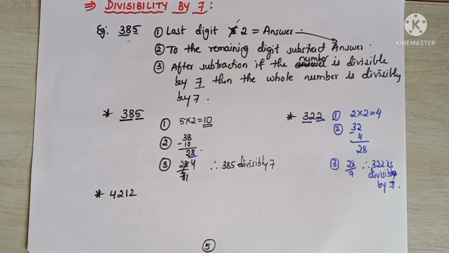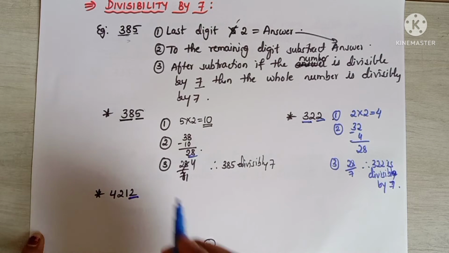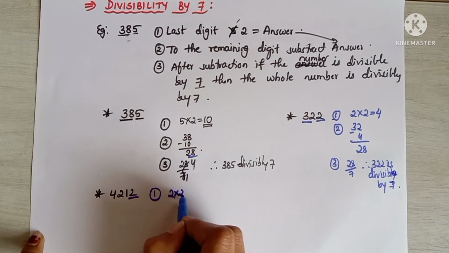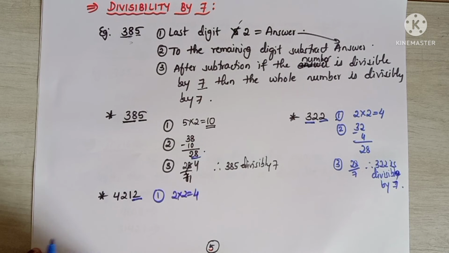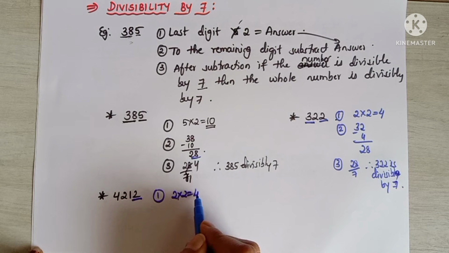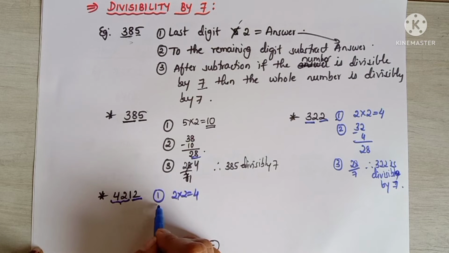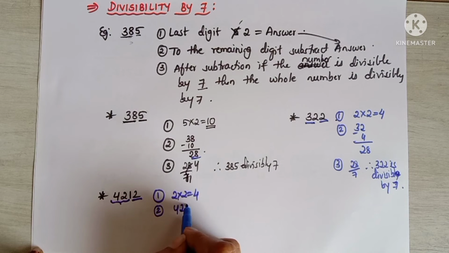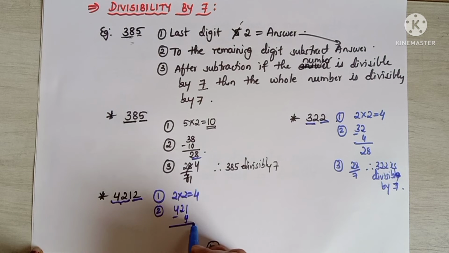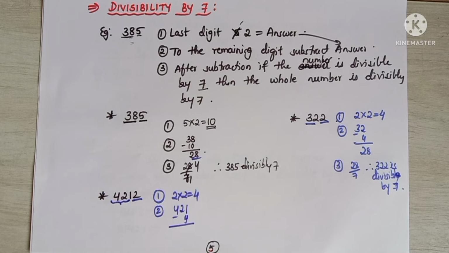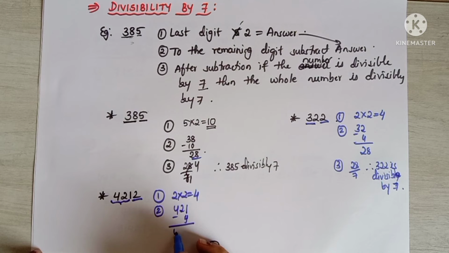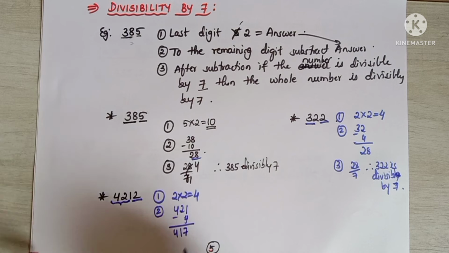Let us take another example. First, what do we have to do? We have to multiply the last digit of the given number by 2. That is, 2 times 2 will be 4. After multiplication, we get the answer. This answer should be subtracted from the remaining digits, leaving the last digit. That is, in 421, we have to subtract 4. After subtraction, what will we get? 417, right?